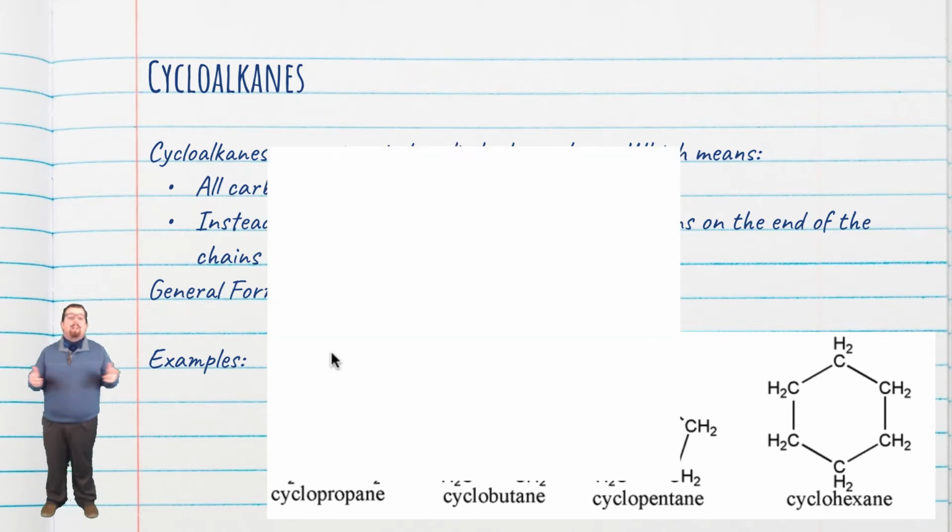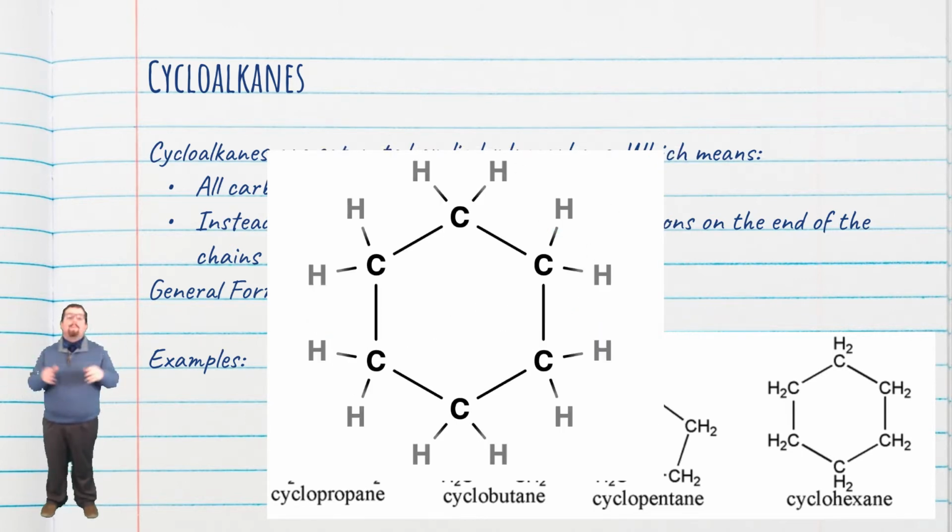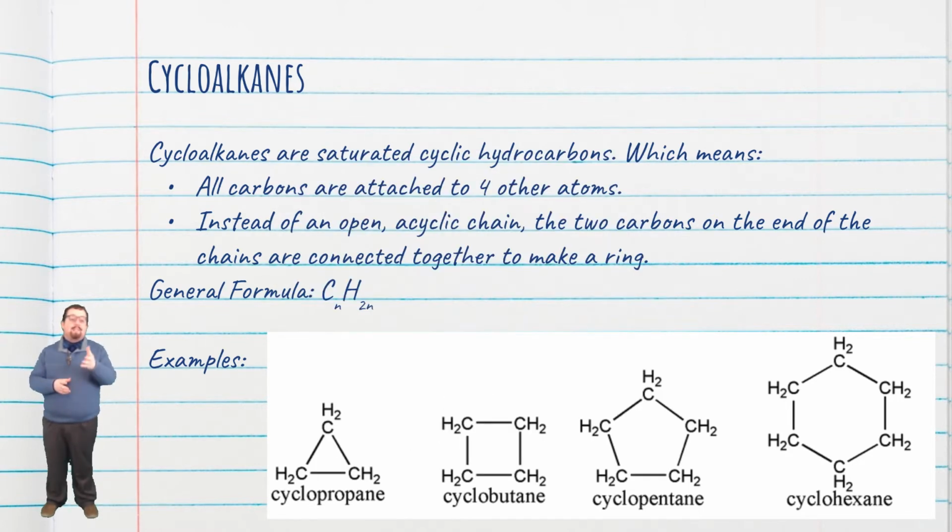Imagine a straight chain hydrocarbon, or an acyclic one if you will. Pluck a hydrogen off each end carbon on that straight chain. Then wrap that chain around to connect those two carbons. Boom, you've got a cycloalkane. Cycloalkanes are still saturated, meaning that each carbon is attached to 4 other atoms. And they're cyclic, meaning they form a ring.